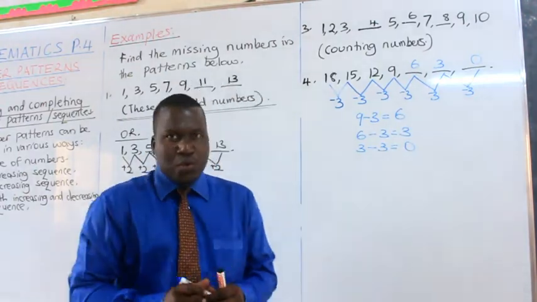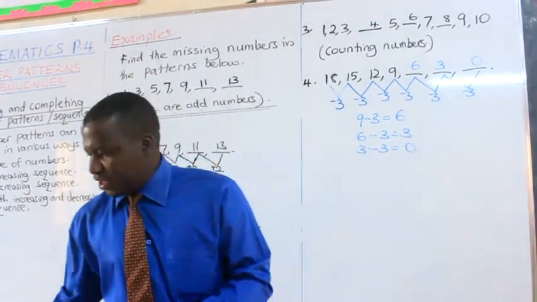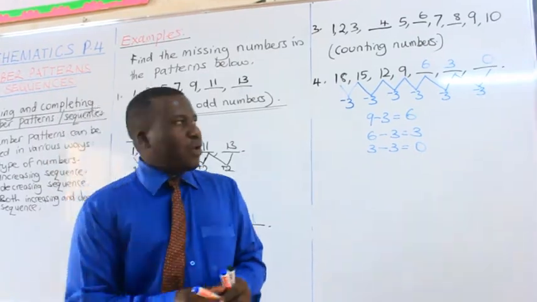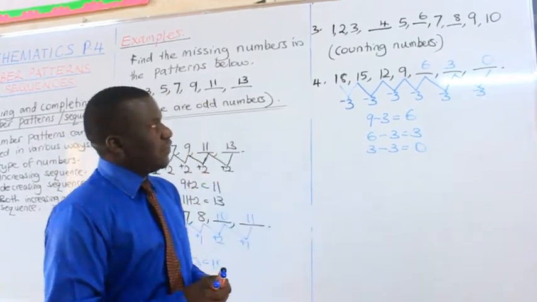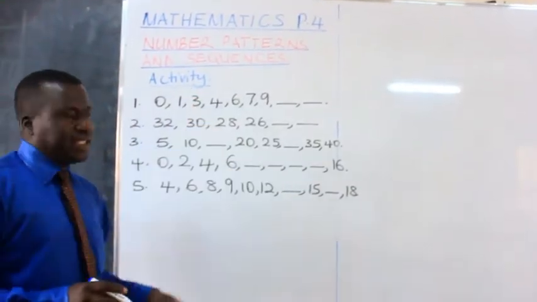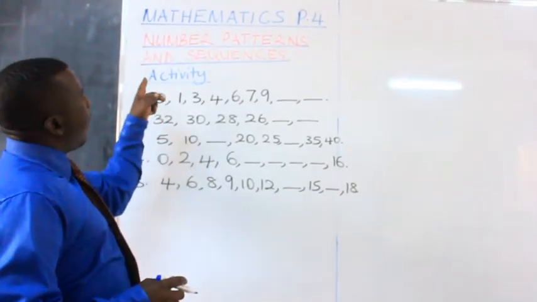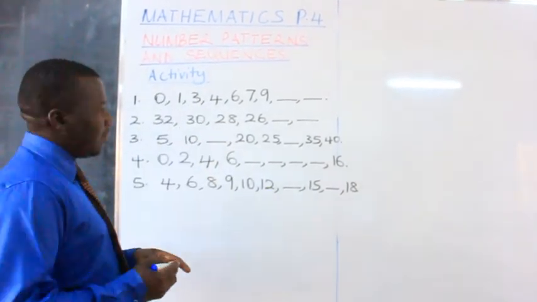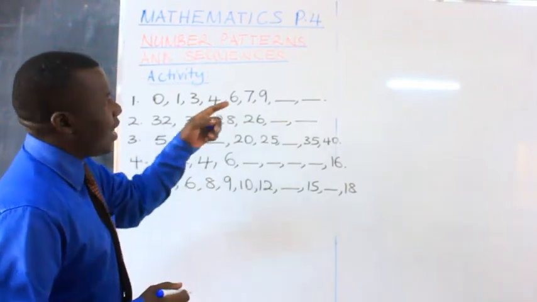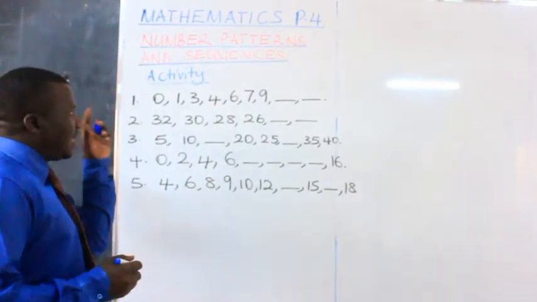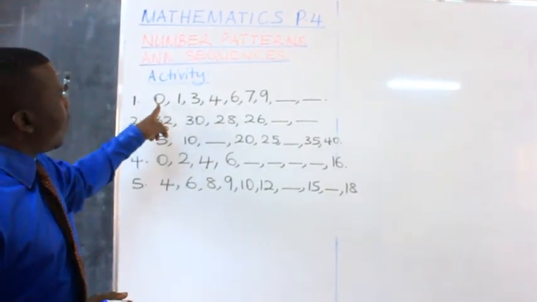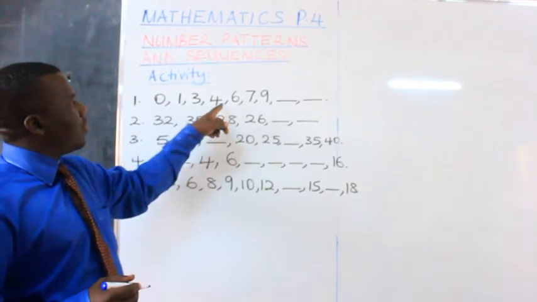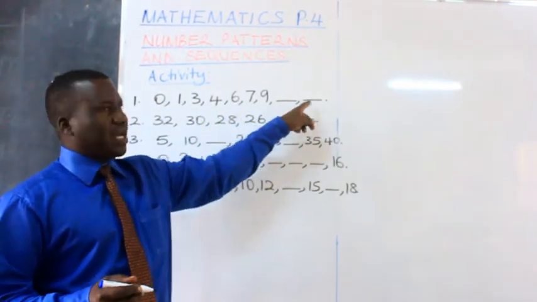Now I want you to write for me this activity. To do this activity, I want you to complete or find the missing numbers. In our number 1, we have 0, 1, 3, 4, 6, 7, 9, dash.